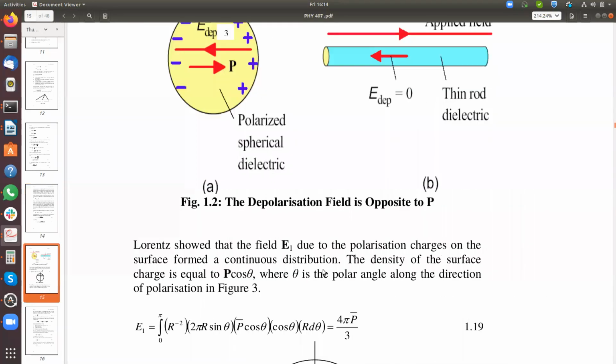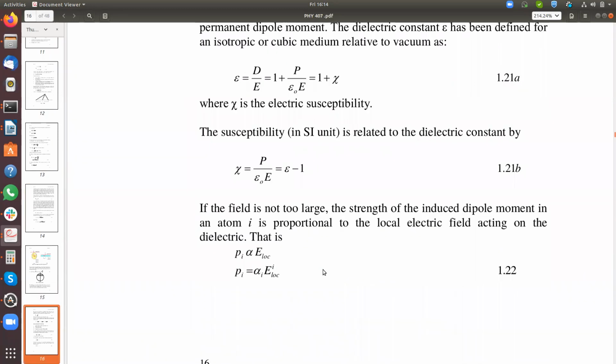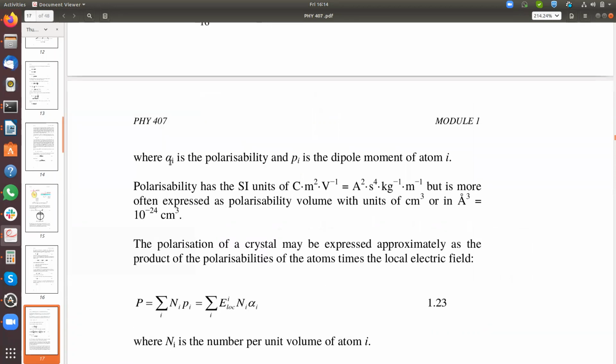So polarizability is directly proportional to this, and this, more or less like a constant, is this. So we can say that alpha i is the polarizability and Pi is the dipole moment of atom i. So polarizability has the SI unit of C m squared per V, which can also be written in this form: current, seconds, kilogram, meter, but is more often expressed as polarizability volume with unit of centimeter cubed, or in Angstrom cubed, which is equal to 10 to the power of 24 centimeter cubed.